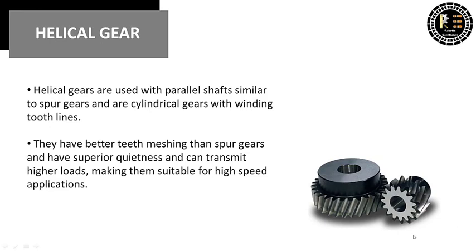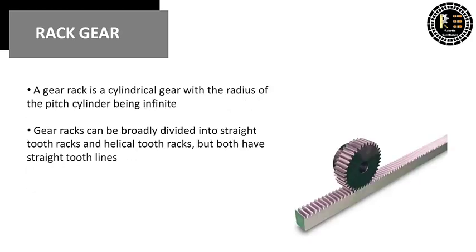Like you can look at the helical gears. In a few words you can say that these are very much similar to the spur gear, but the gear teeth structure here is slanting as compared to the spur gear, which holds higher thrust. Now coming to the rack gear.